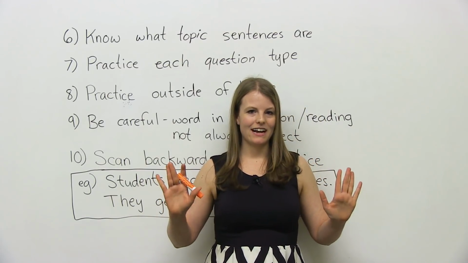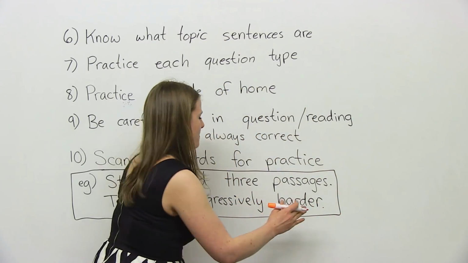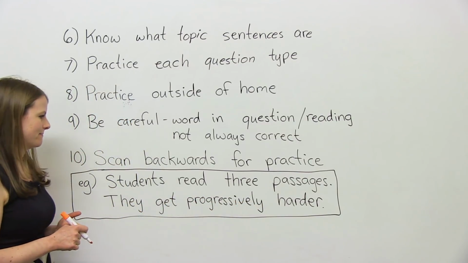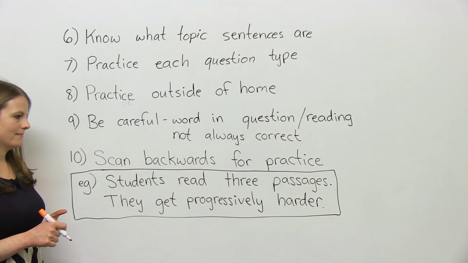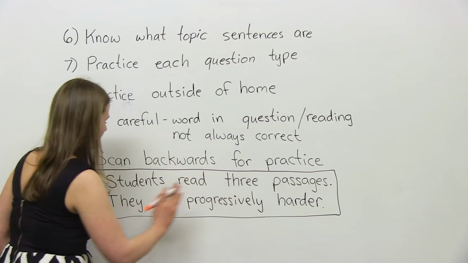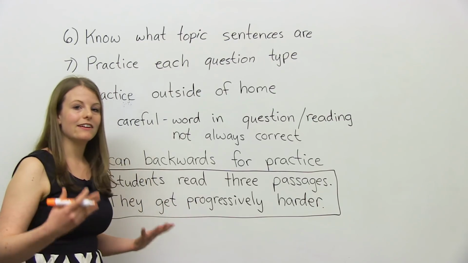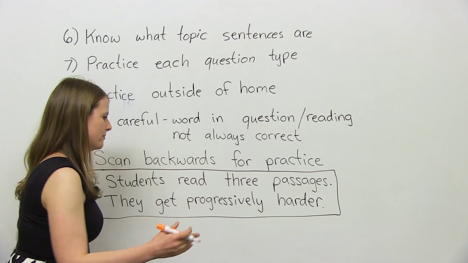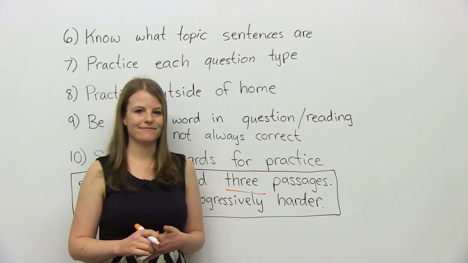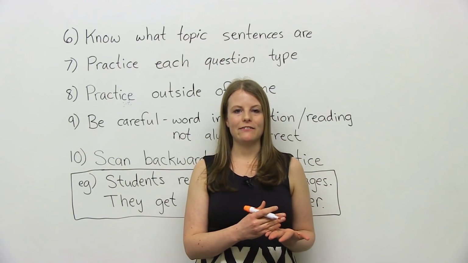Now, before you read, I want you to look for a number and look this way, okay? So you can start scanning. How many passages are on the IELTS? You're just looking for the keyword. If you read the sentence like students read 3 passages, they get progressively harder, you're wasting too much time reading. It's a lot better if you just look for the piece of information, in this case a number. So I could just go 3. There are 3 passages.